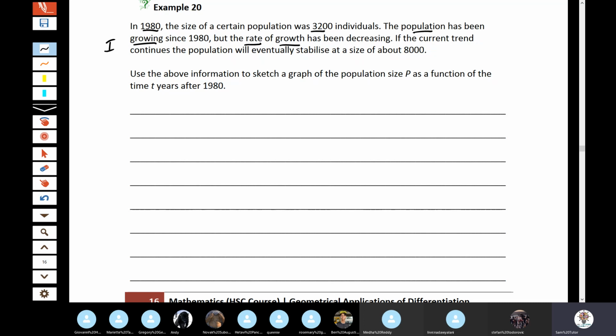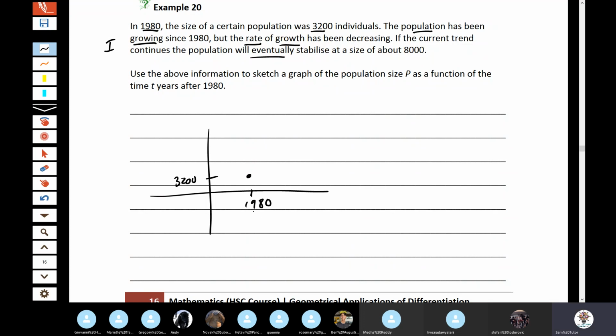If the current trend continues, the population will eventually, what does that word mean? Stabilize at a size of about 8,000 in the future. Asymptote is the good word we want to get used to because that's what you're approaching, right? Your graph is going to eventually approach 8,000. Now, ready for it? We are at 1980. There we are. We have 3,200 people. There we are.